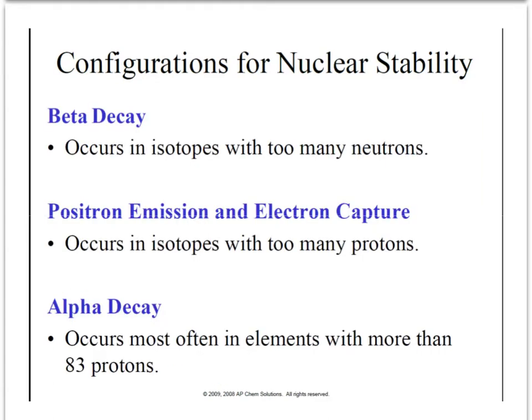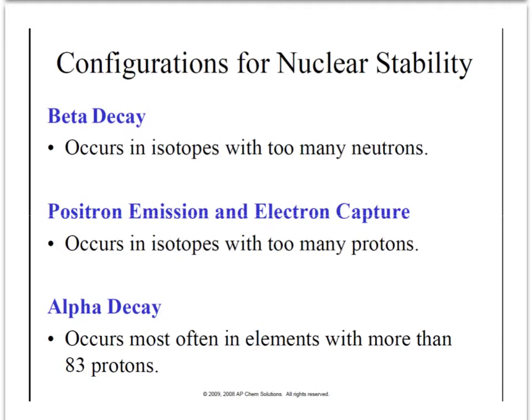So, in a nutshell, beta decay occurs in isotopes that have too many neutrons. You've got a bunch of neutrons and they don't really serve any purpose, they're just taking up room, and so it's going to undergo beta decay to get rid of some of those neutrons. If you have too many protons, on the other hand, so too much positive charge and not enough binding force from those neutrons, you're going to end up with a positron emission or an electron capture. Either one of those will help get rid of protons.